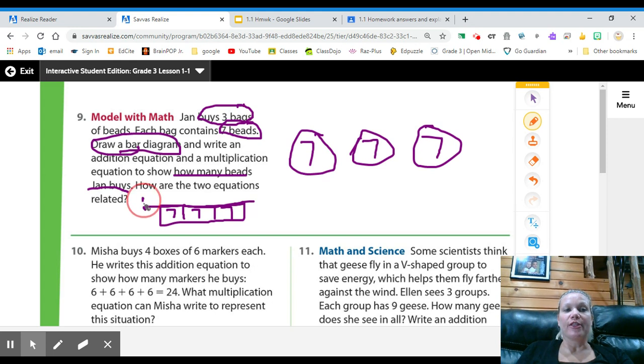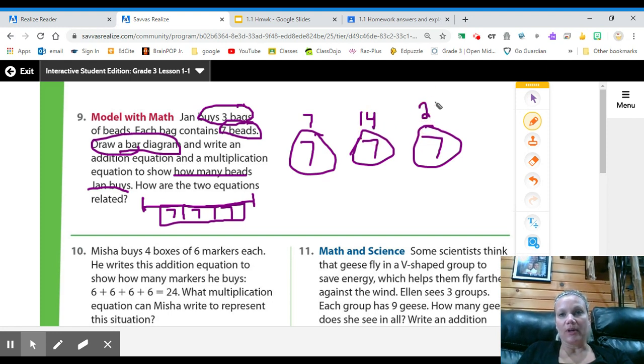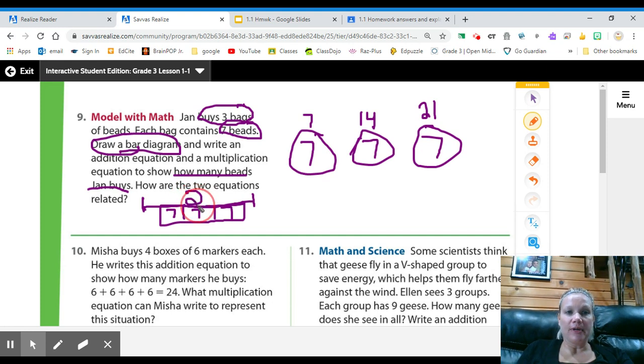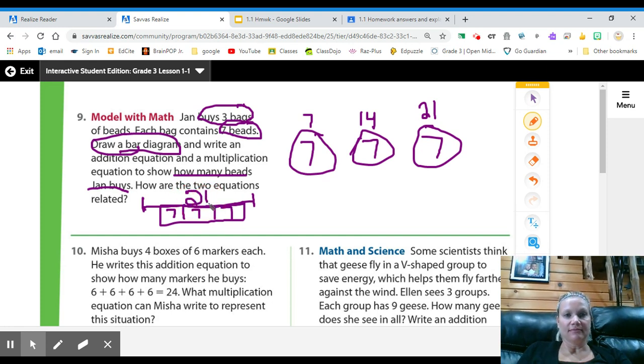And then what goes on the top of the bar diagram? That would be the total. So what is the total? Well, I have a group of 7, and another 7 would make it 14, and another 7 would make it 21. So my bar diagram would look like this. I have 3 groups of 7, and the total is 21.